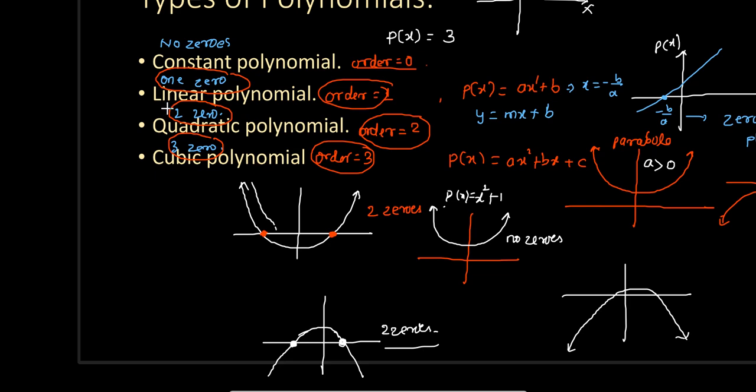So this is about types of polynomials. In the next video, we will see the algebra of polynomials: how to add, subtract, multiply, and divide two polynomials, and we will see what happens to the order of the polynomial.